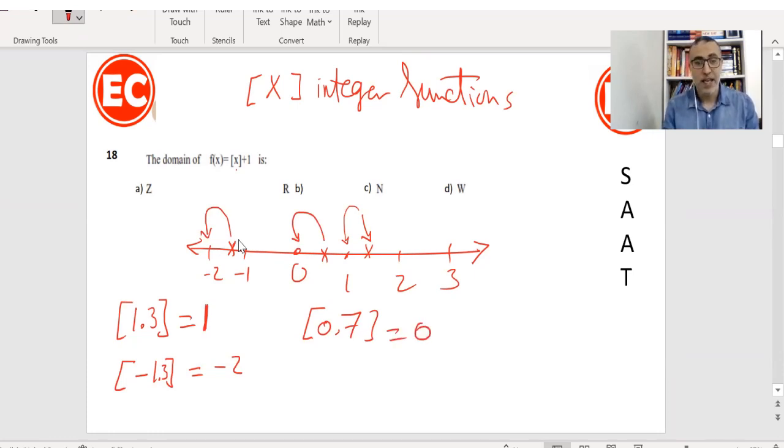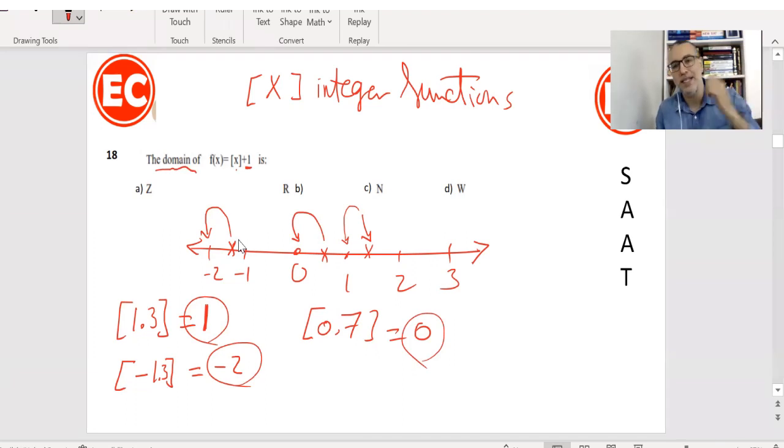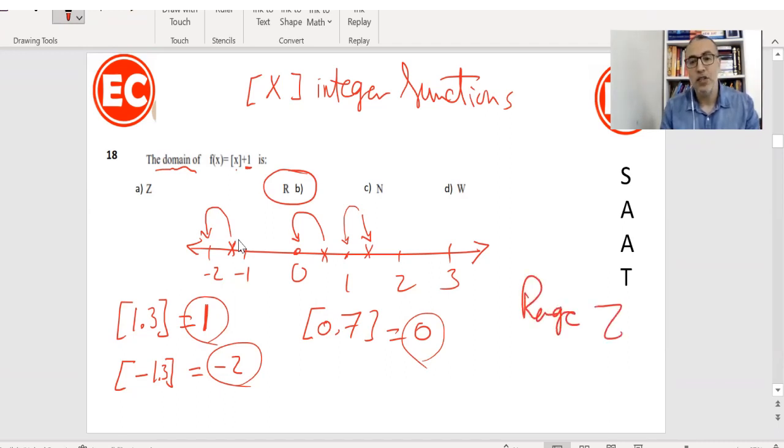So as we can see, all the values are integers. So all the answers are going to be integers, right? And if you add 1, it's going to be integers. So what is the domain? Domain is the values of x you can replace in the function. And in this question, the domain is R. Why? Because I can replace x with any number, fraction, decimal, whole, but the answer is going to be integers. So the range for question number 18 is the set of integers, whole numbers, positive and negative, and it also contains 0.